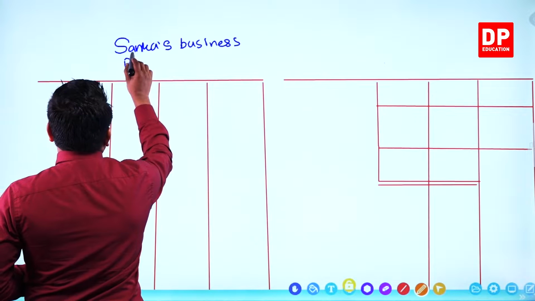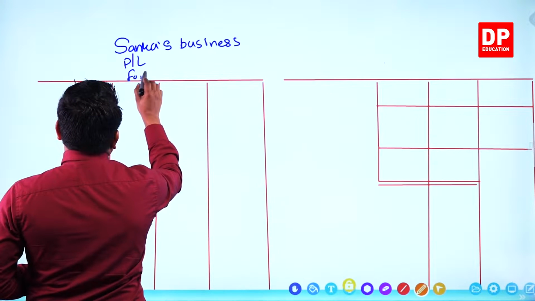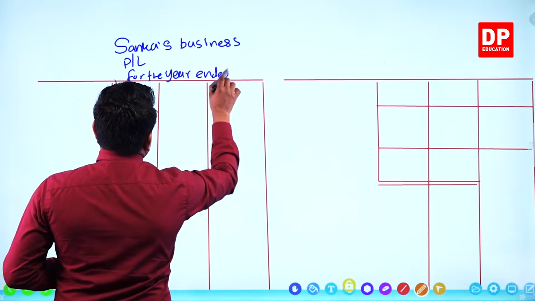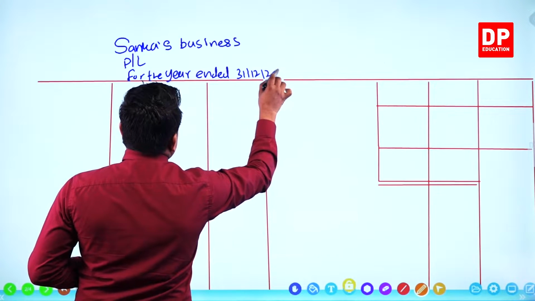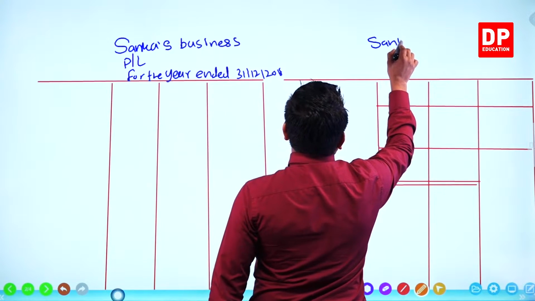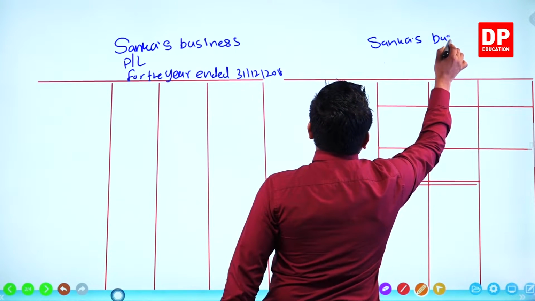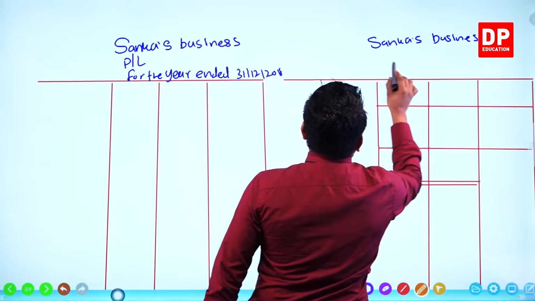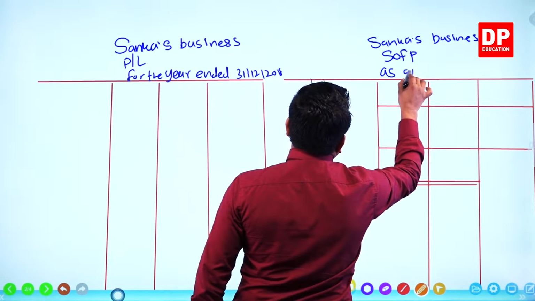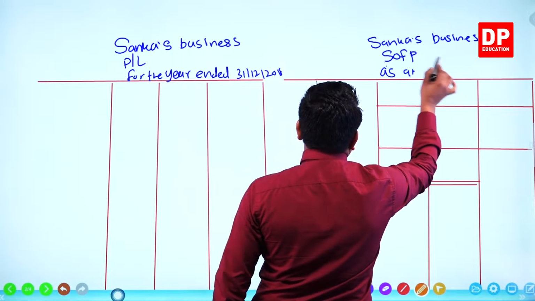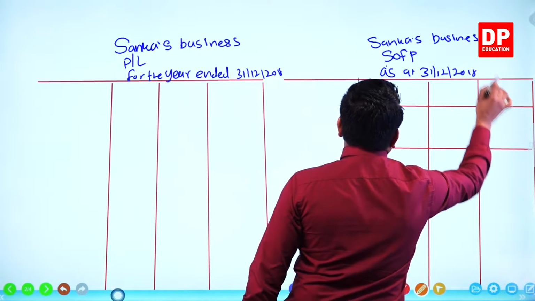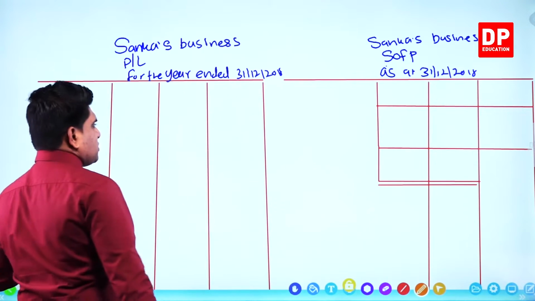What is this? Profit and loss statement for the year ended, for the year ended when? 31st December 2018, right? Here you write the same business, Sankar's business. What is this? Statement of financial position as at, you write the long words, statement of financial position, but I use here a short word, as at 31st December 2018, right? This is the way. Then we start from this place, right?